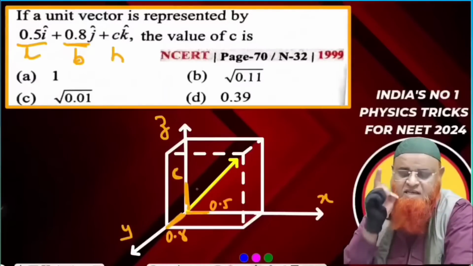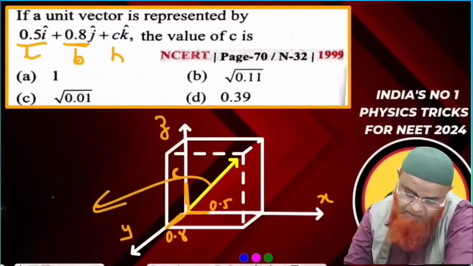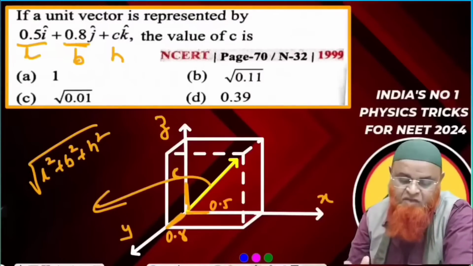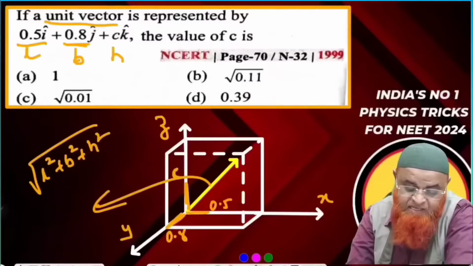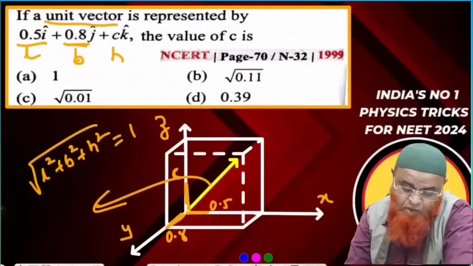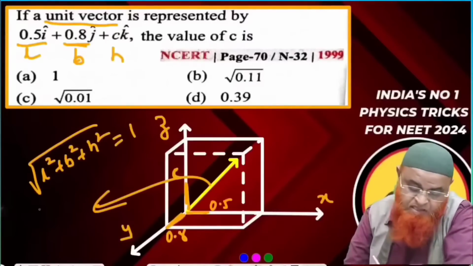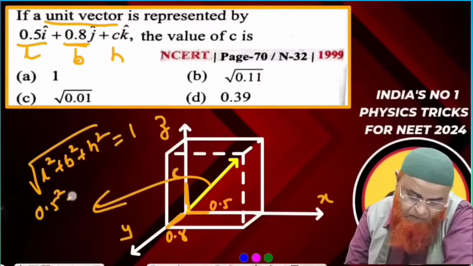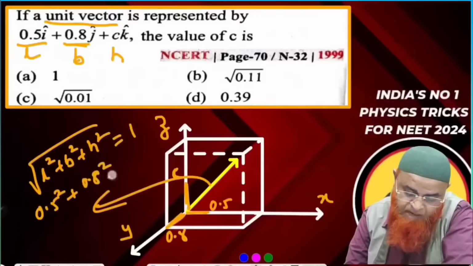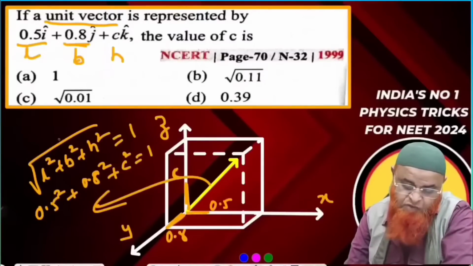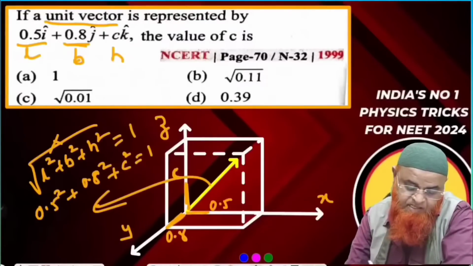You know that the diagonal of a cuboid is this one. This is a diagonal of a cuboid which is given as the square root of L square plus B square plus H square. And that is a unit vector. That means the magnitude of the diagonal is 1 unit. That is the meaning of this question actually. Okay, so let us see what is L. L is 0.5 whole square and B is 0.8 whole square and H is, we don't know, that is C square, is equal to 1 under root. So if you square on both sides, this square root gets cancelled here.